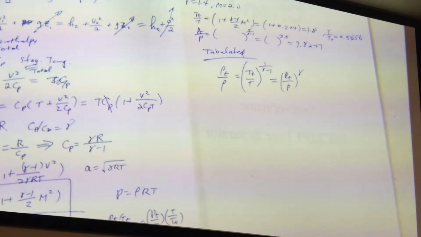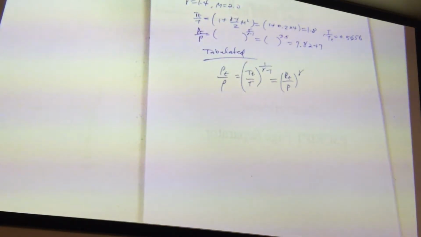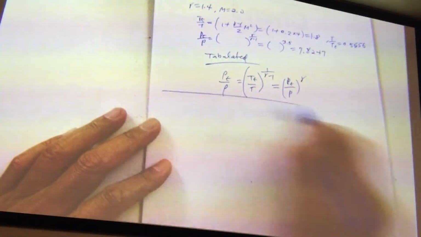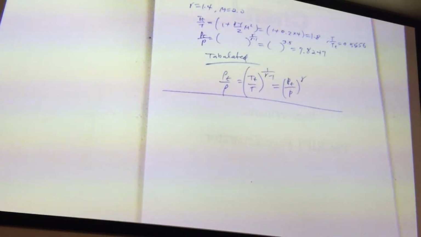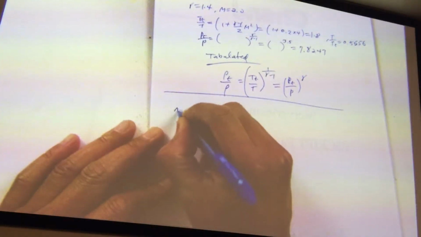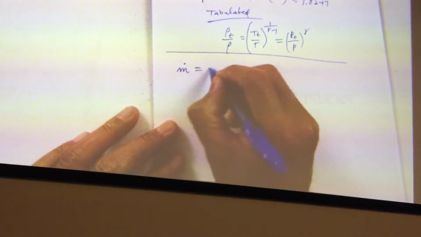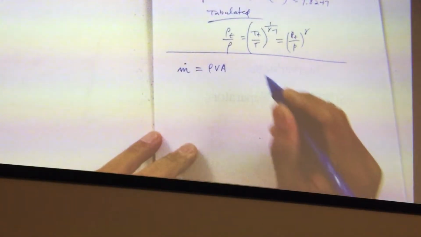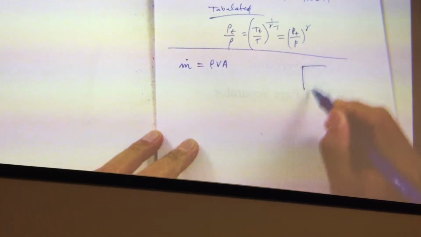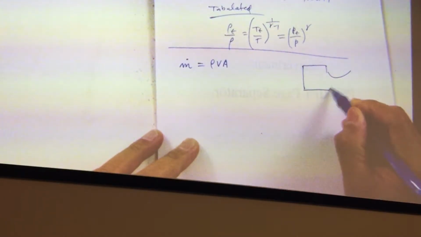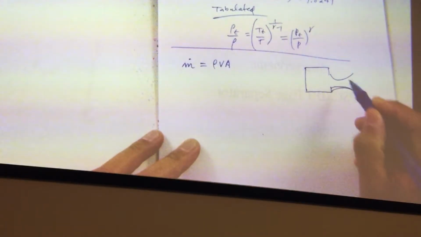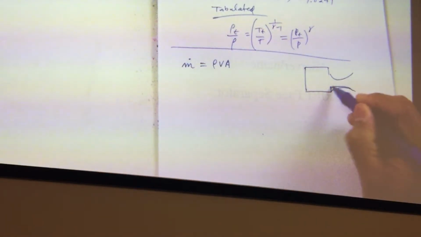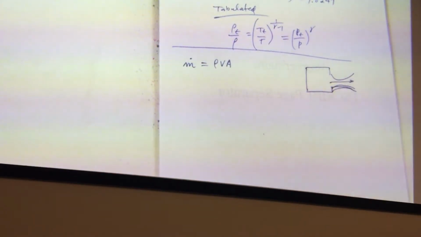Now, the next thing we want to talk about, because of these stagnation properties, or related to it, is the mass flow rate, m dot. m dot is equal to what? rho V A. So rho V A is the same everywhere throughout the nozzle. Whether it's supersonic or subsonic, you don't even need to care about it now.